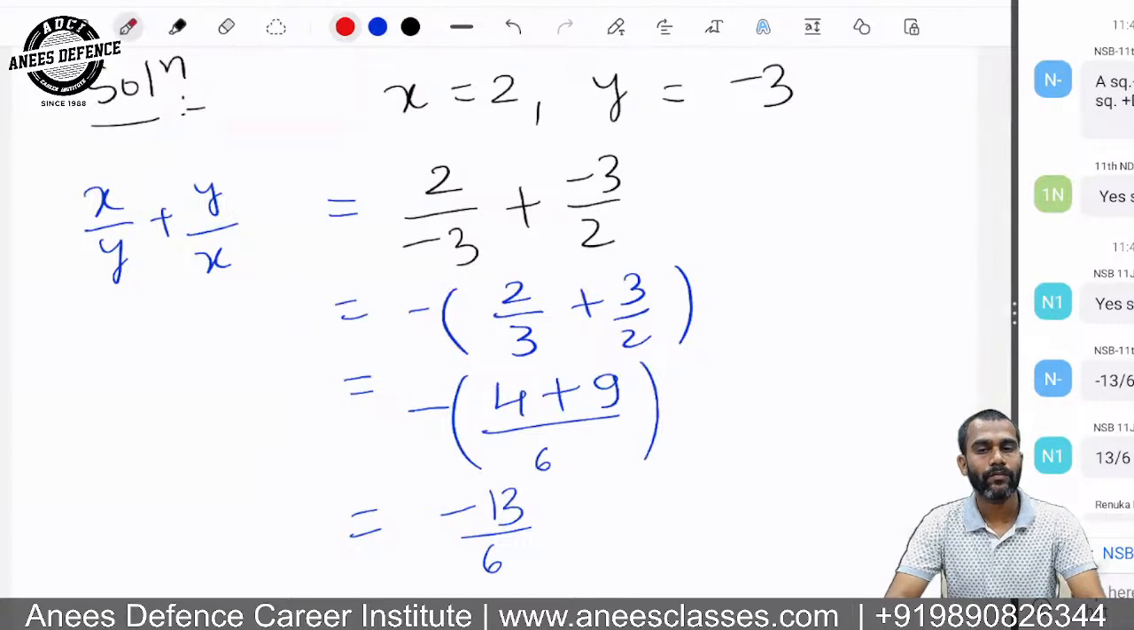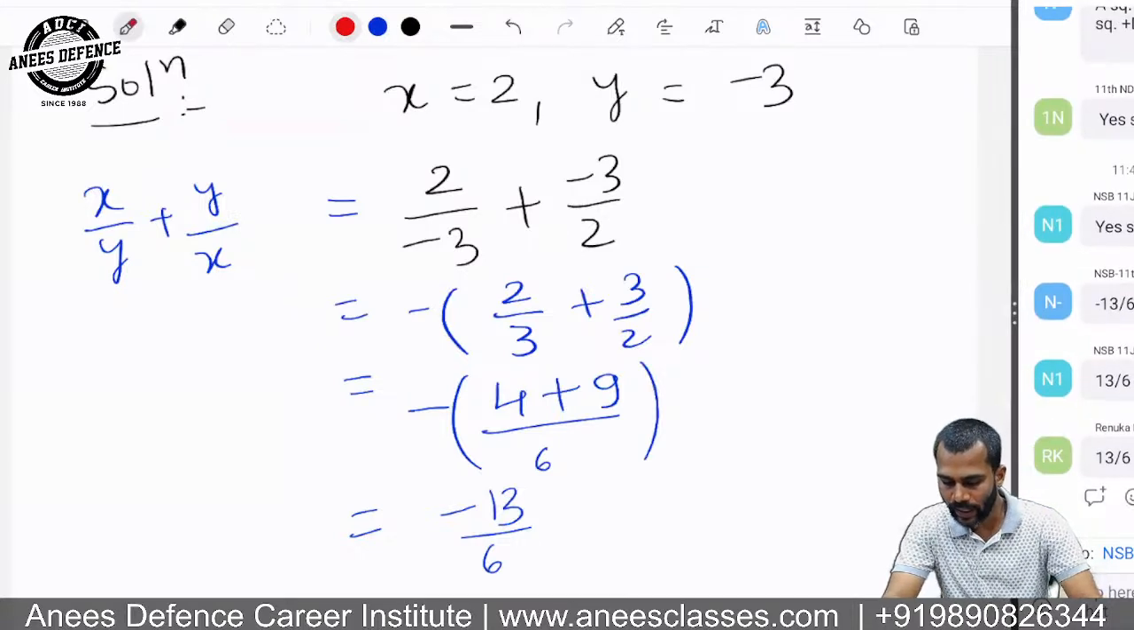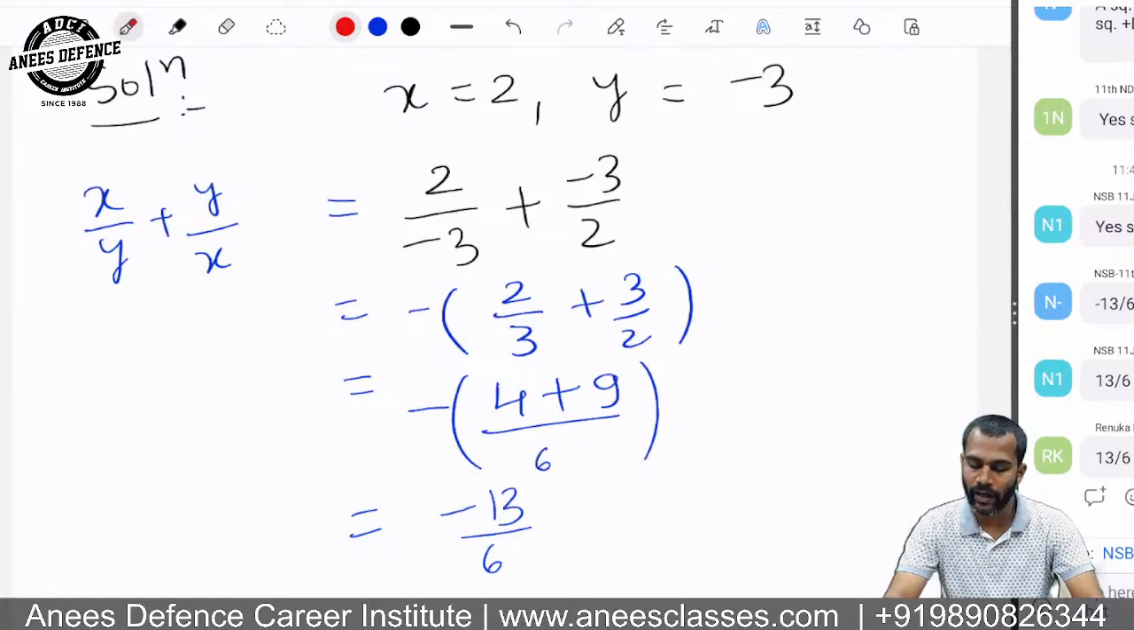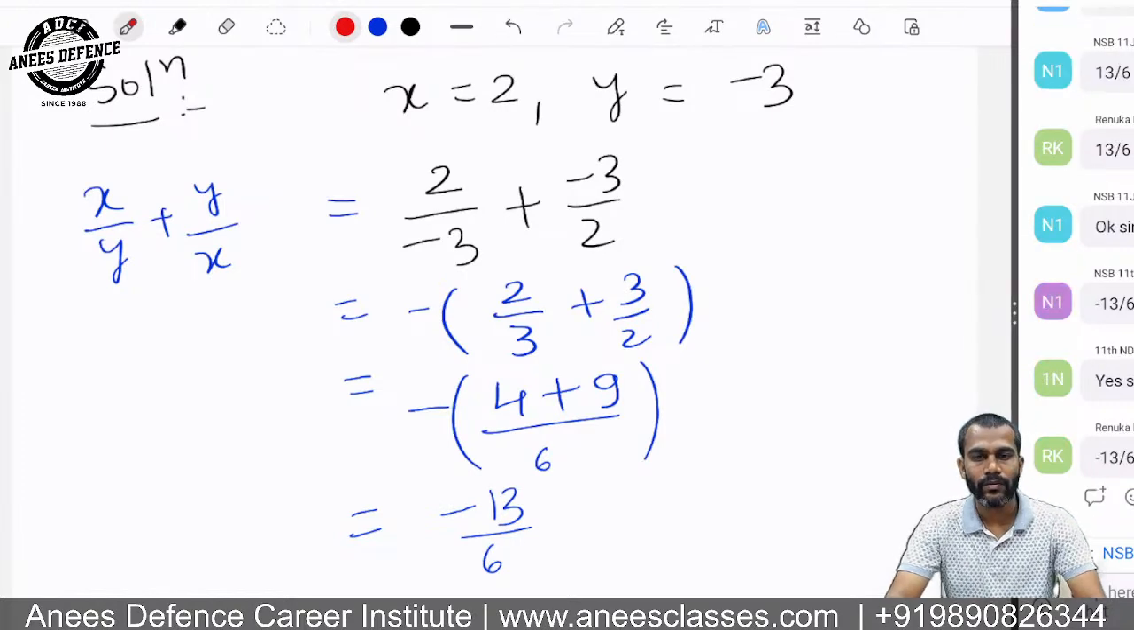Yes or no? Yes, online kids have it. Very good. Minus 13 by 6. Janvi, minus 13 by 6. Renuka, it is not 13 by 6. Since y is negative, x by y and y by x both will be negative. So the answer would be negative. Yes or no? Very easy.